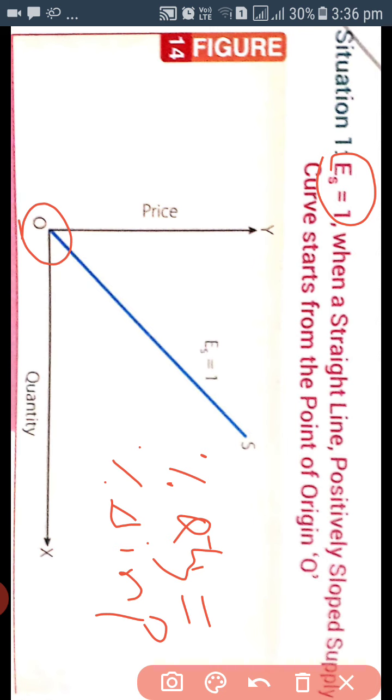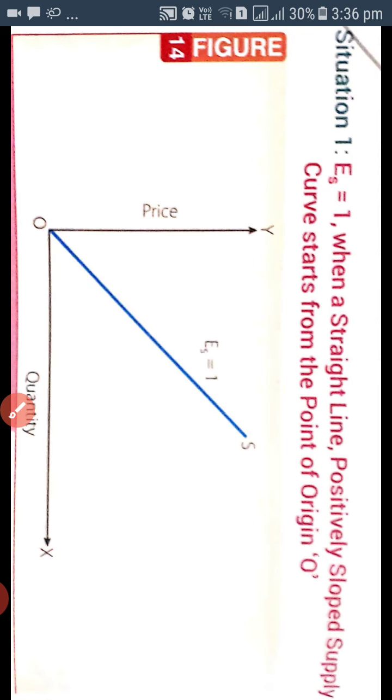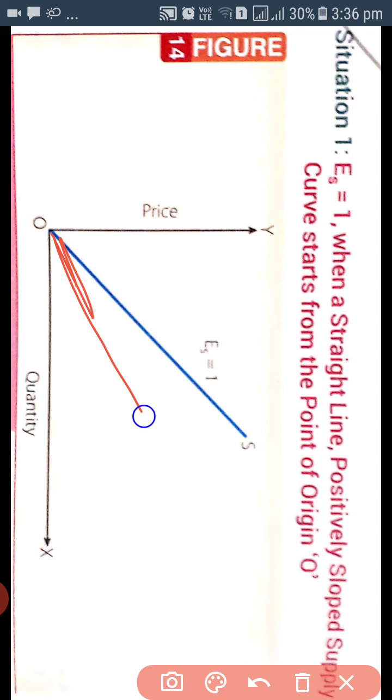Remember one thing, that any curve which passes through the origin is known as the unitary elastic supply curve, or a straight line positively sloped supply curve. Done.